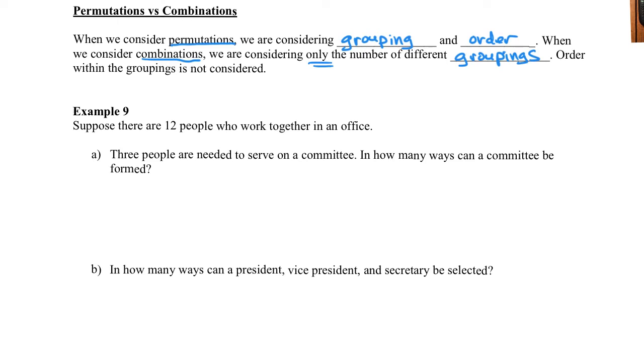So for example 9, suppose there are 12 people who work together in an office. 3 people are needed to serve on a committee. And how many ways can a committee be formed?